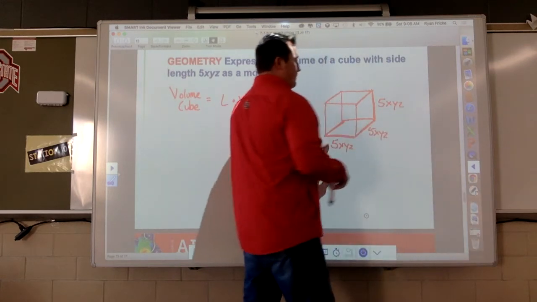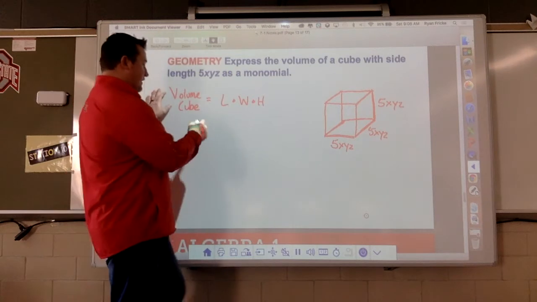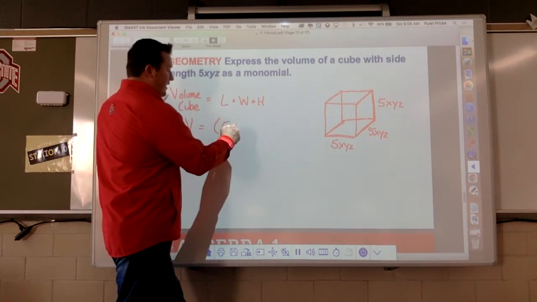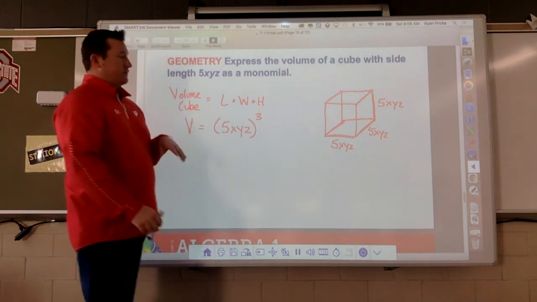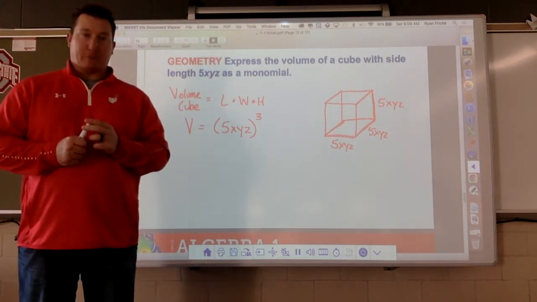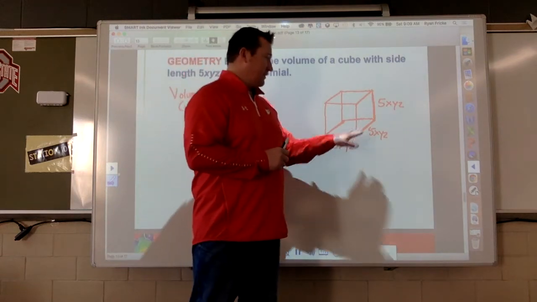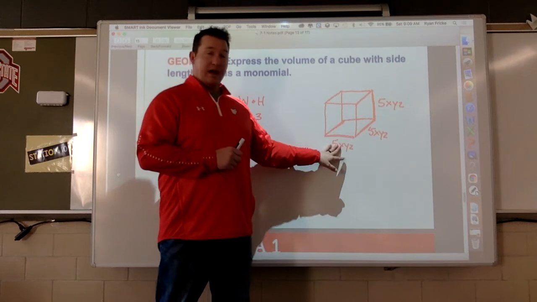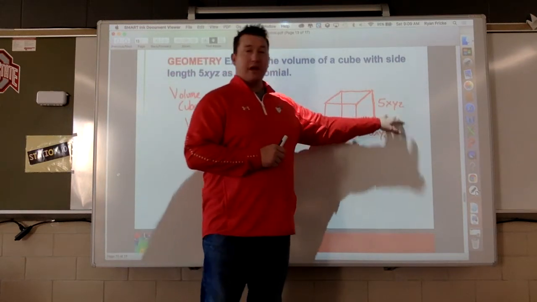Beautiful. All right, so here's what this looks like. The volume is literally, guys, just going to equal (5xyz) to the third power. No, you can't multiply it by 3. It's this times this times this. It's not this times 3, okay? We're multiplying this times itself times itself.